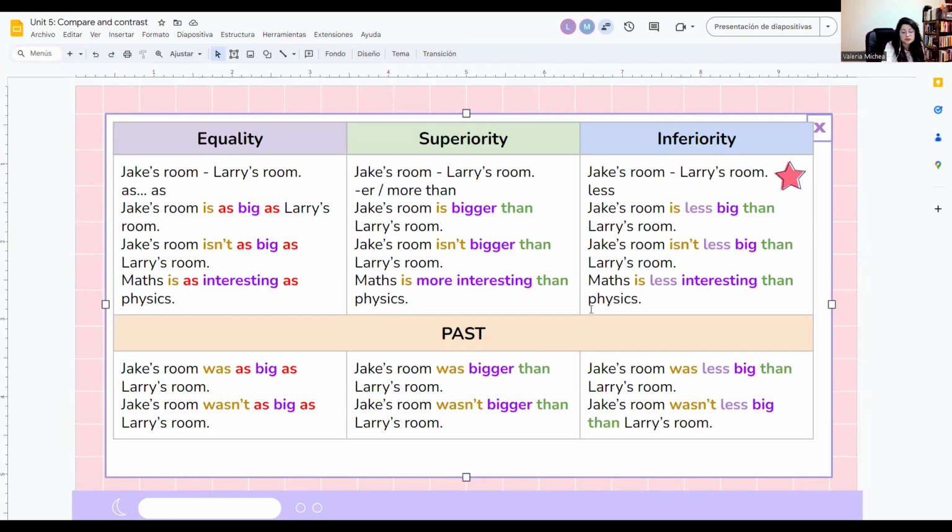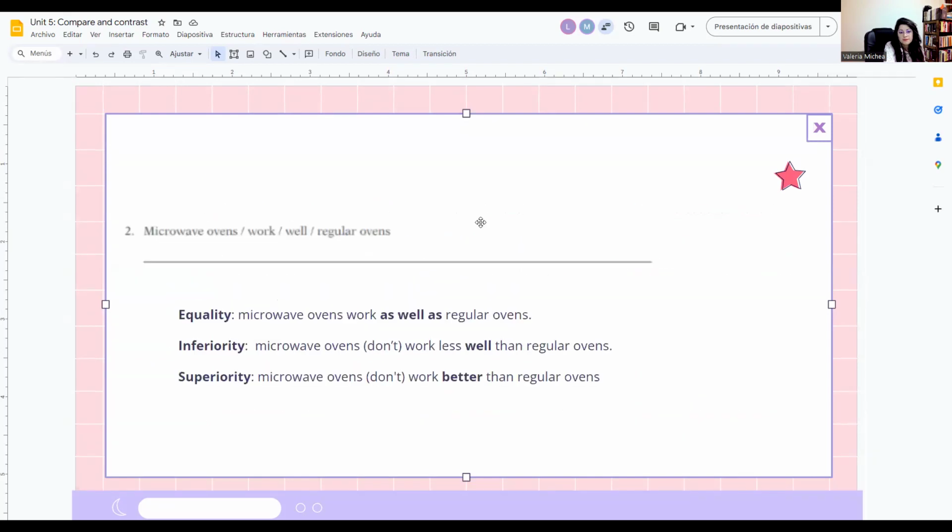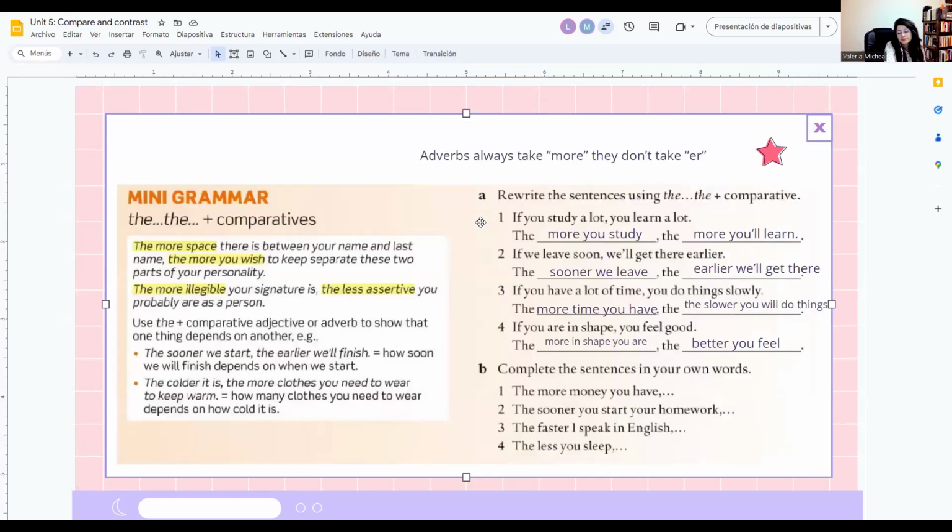Also, using two intensifiers is possible. So much bigger, so much more fun. Yeah, I have heard that it's so much more fun. Yes, it is possible to intensify those words by adding intensifiers. Good. Yeah, so that was the last comparative that we studied. Any other question or comment before we continue?